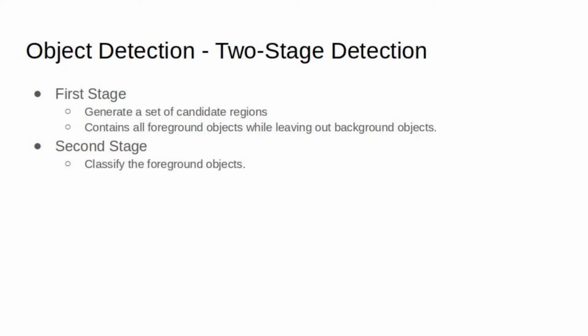Two-stage detectors will split the object detection into two separate stages. The first one will generate a set of candidate regions which should contain all the foreground objects while leaving out as many background objects as possible. And the second stage will simply classify the foreground objects that were found in the first stage.